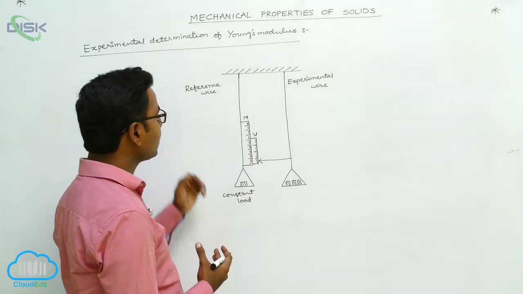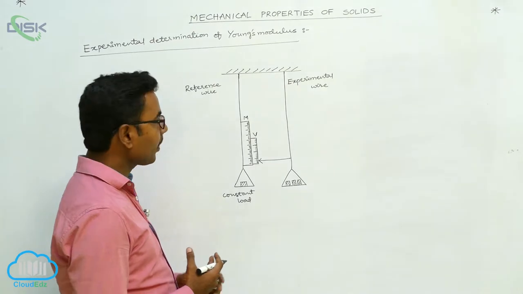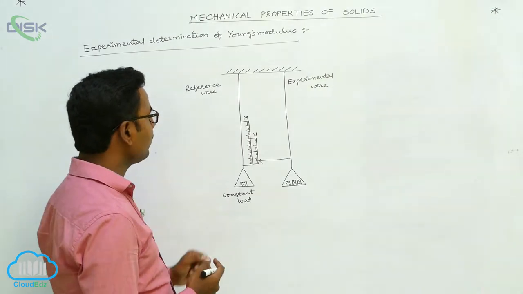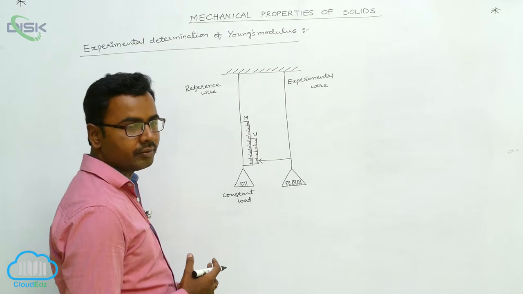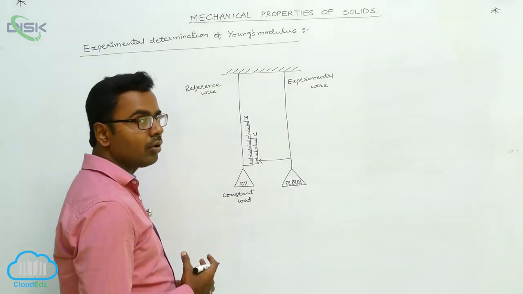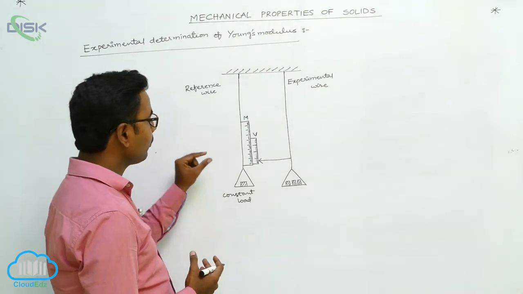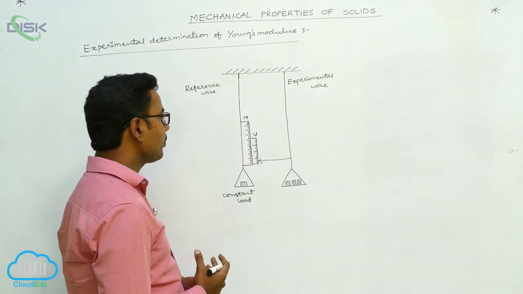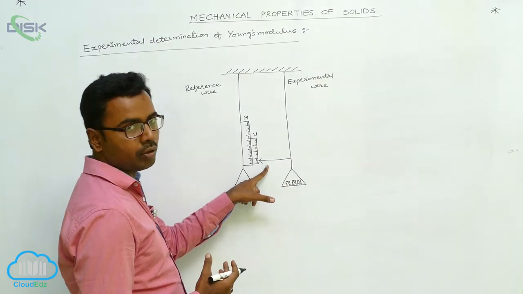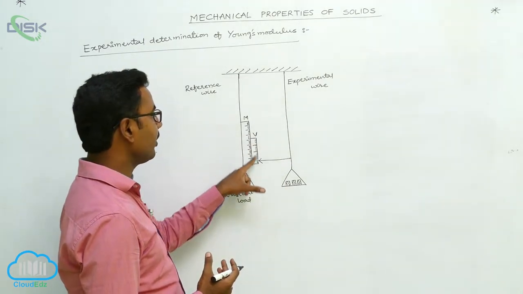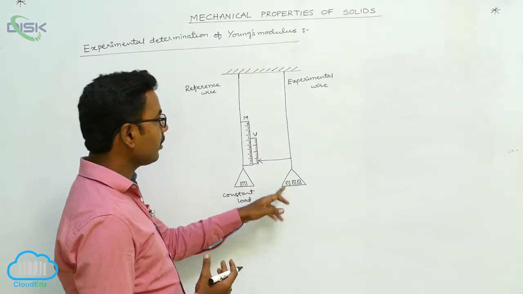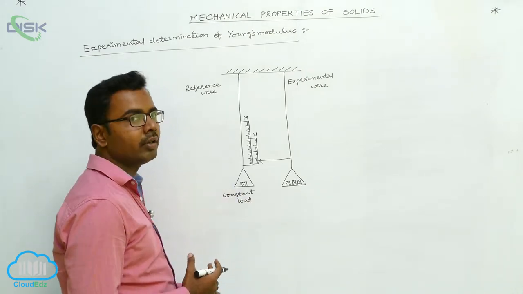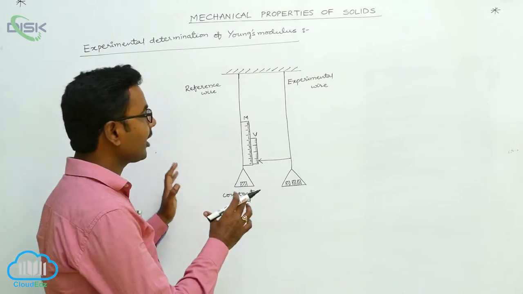One of the wires is called the reference wire, and the other is called the experimental wire. To both wires we attach pans to place the loads. With the reference wire, a meter scale M is attached, and in its pan we place a constant load; the load in the pan attached to the reference wire is always constant and cannot be changed. To the experimental wire, we connect a pointer at its bottom end. This pointer is placed on a vernier scale which is connected to it. In the pan of the experimental wire, we place the loads, and these loads will be changed accordingly. Now this is the experimental arrangement.